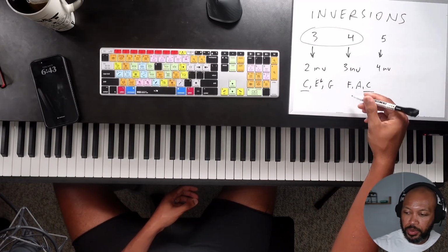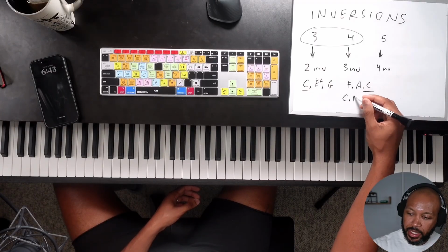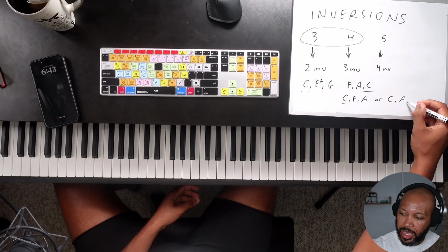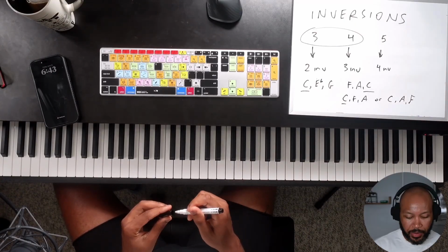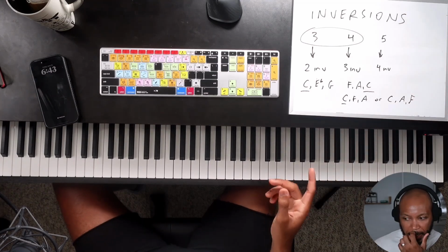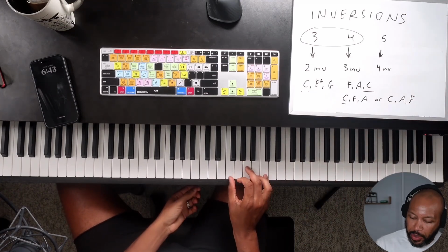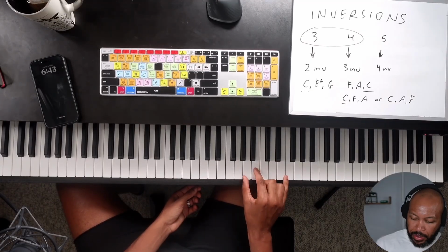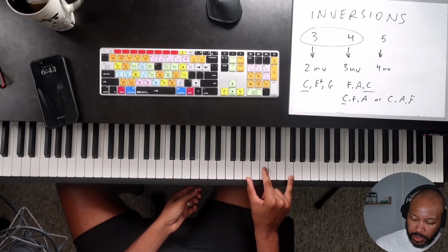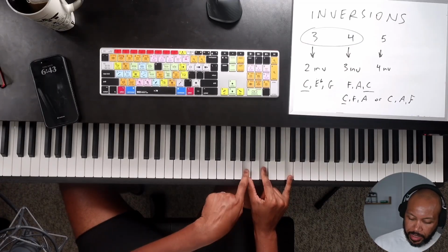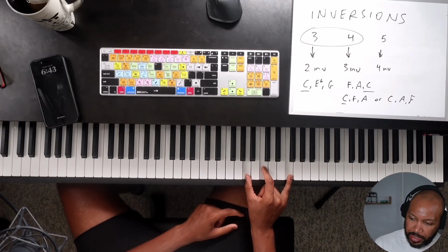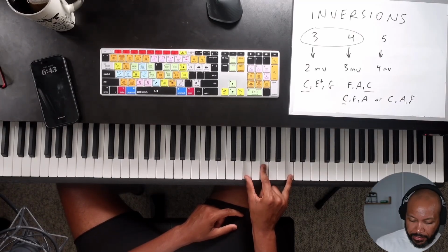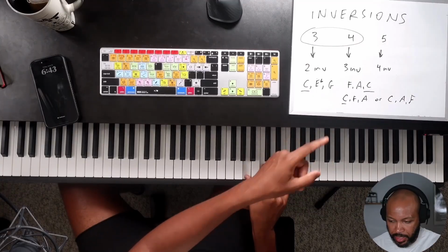And of course, our options with the three-note chord would be what? C, F, A, or C, A, F. These are the options that we have, right? Let's look at what both of those are real quick. F, A, C is F major in root. What is F major in first inversion? It's A, C, F. Okay, that's neither of these because C is not first there.